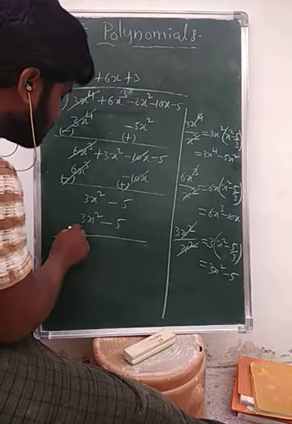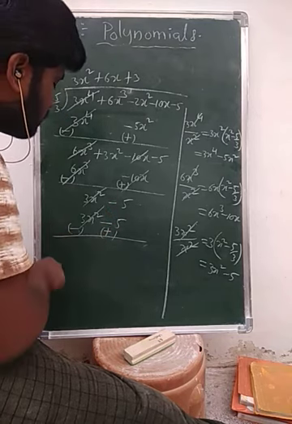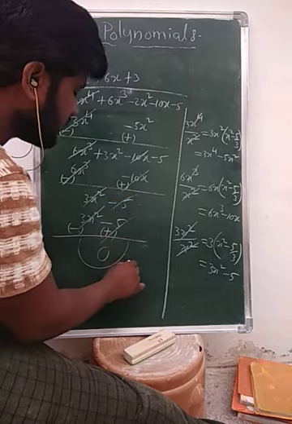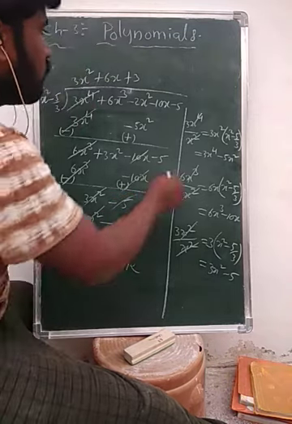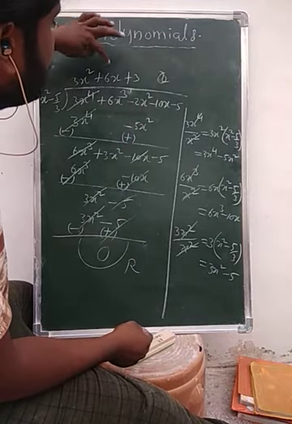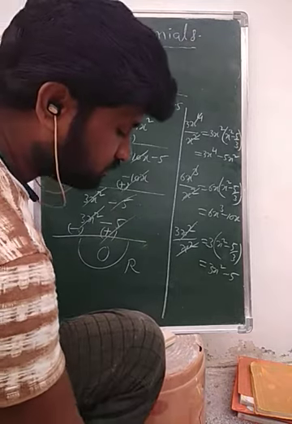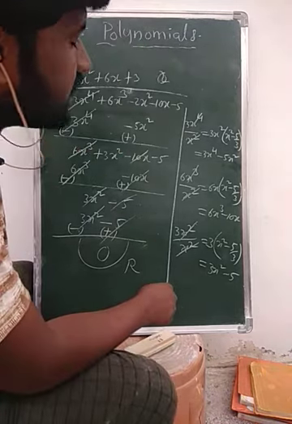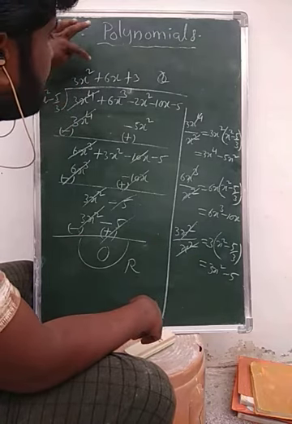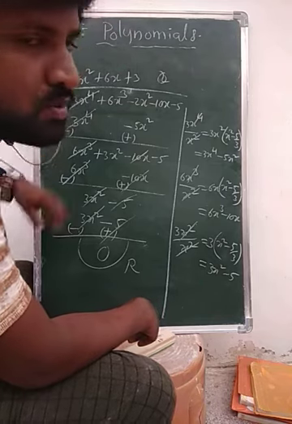By changing the signs, this is minus, this is plus. 3x square minus 3x square cancel, minus 5 plus 5 cancel. The remainder is what? 0. What do we get as the quotient? The quotient is 3x square plus 6x plus 3. So clearly, as quotient we get a quadratic polynomial. The quotient is 3x square plus 6x plus 3, a quadratic polynomial.